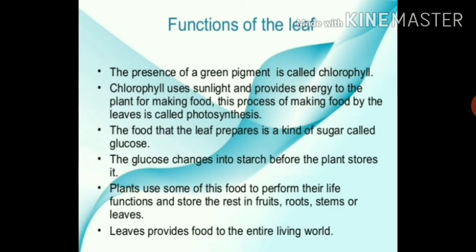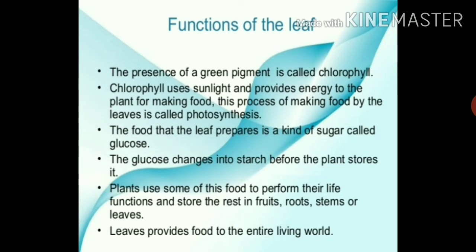You know that the presence of a green pigment in leaves is called chlorophyll. It means that the green pigment which is present in leaf is known as chlorophyll. So chlorophyll uses sunlight and provides energy to the plant for making food. This process of making food by the leaves is called photosynthesis. The food that leaf prepares is a kind of sugar called glucose. It means that the food which is prepared by leaf is in the form of glucose.